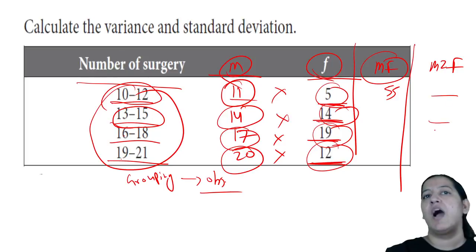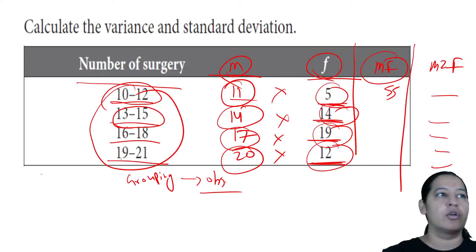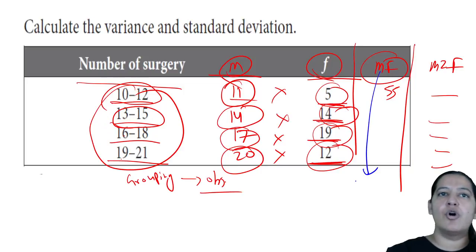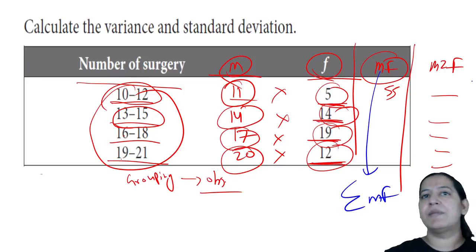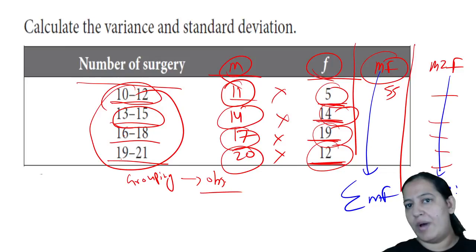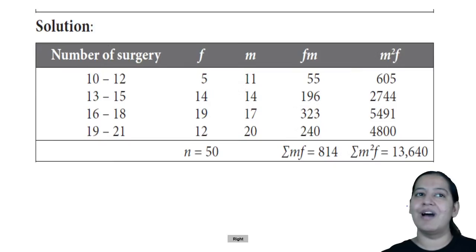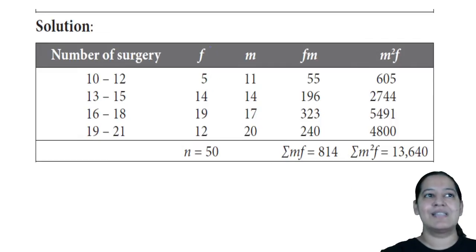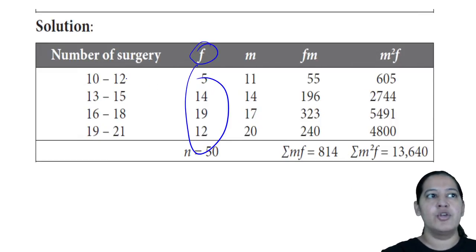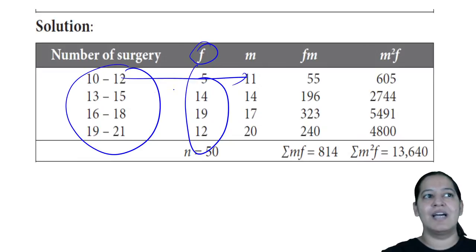So write the values for m square f here. The calculations are big, I'm not doing them, so I'm telling you the steps. Do the summation of mf, and do the summation of m square f also. Take the values of the summations and apply them in the formula. This is the formula. See, this is f, f is already given. You have found the midpoints. These are the midpoints, I have calculated.